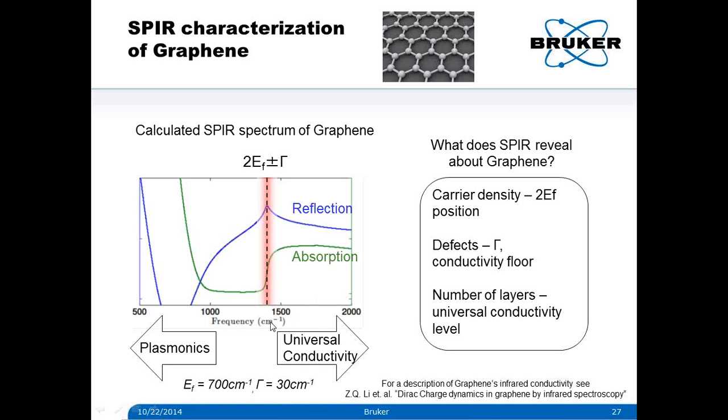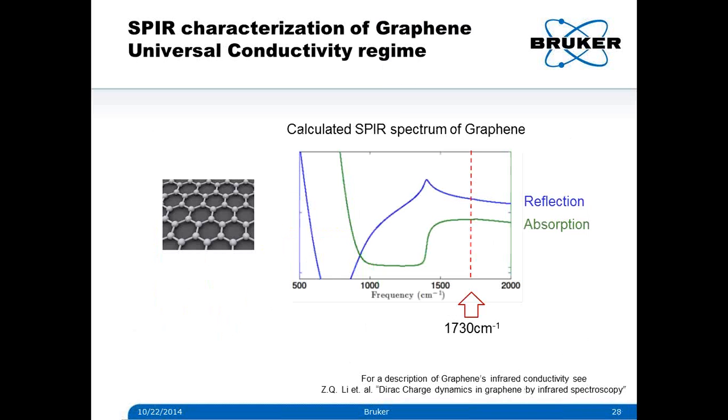And there are 2 regimes in this infrared plot that I show you here. On the left side, we have the plasmonic regime, which we go into later, and on the right side, we have the universal optical conductivity regime, which means that these properties, absorption and reflection, are constant if you go to a higher frequency. Now, let's look at the universal conductivity regime first.